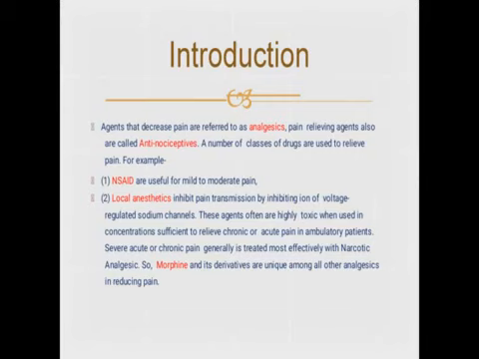So what do you mean by analgesic? The drugs which are useful for relieving pain are called analgesics. They are also called antineuroreceptives. For example, non-steroidal anti-inflammatory agents are also useful for relief from moderate pain. Some local anesthetics are there. Morphine and its derivatives have a unique role among all other analgesics in reducing pain.